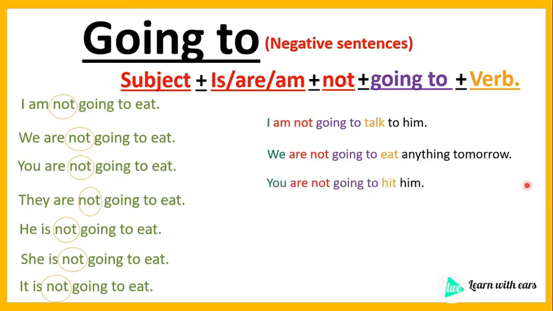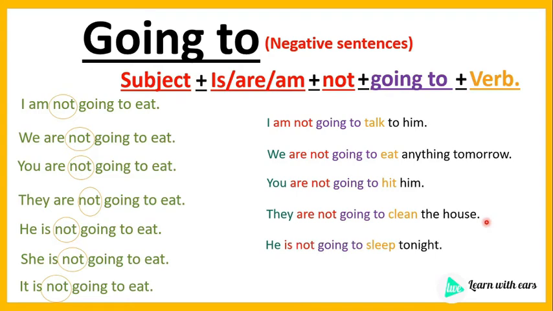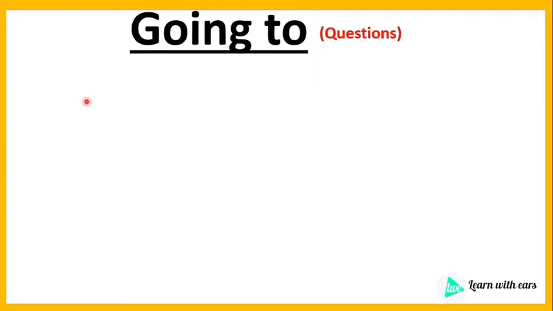Next, you are not going to hit him. They are not going to clean the house. He is not going to sleep tonight. It is not going to work. Okay? So here we saw negative sentences. In negative sentences, we use not. Right? Now let's see how to ask questions with going to.